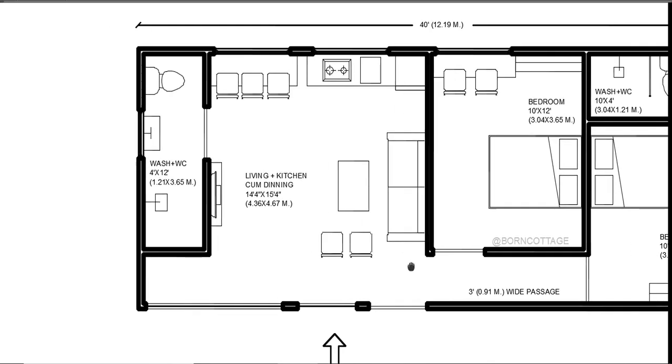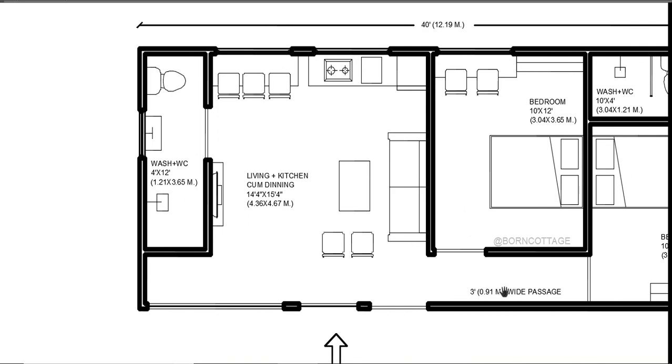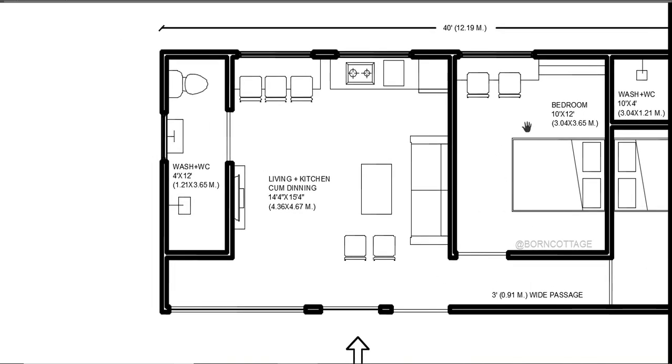So we have a 3 feet, in meters 0.91 meter, wide passage here, and on the left side we have bedroom number 1 here. The size of this bedroom is 10 feet into 12 feet, in meters 3.04 into 3.65 meters. You can see here the bed arrangement and also wardrobe, and we have a study table with 2 chairs and a large size window for ventilation and light purpose of this room. After that we'll go inside.